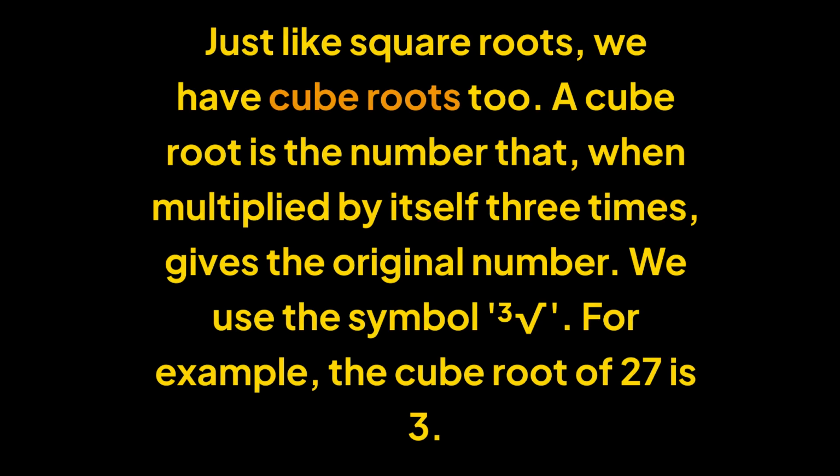Just like square roots, we have cube roots too. A cube root is the number that, when multiplied by itself 3 times, gives the original number. We use the cube root symbol. For example, the cube root of 27 is 3.